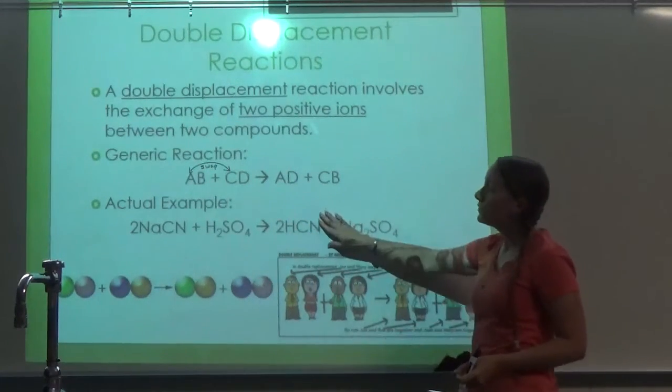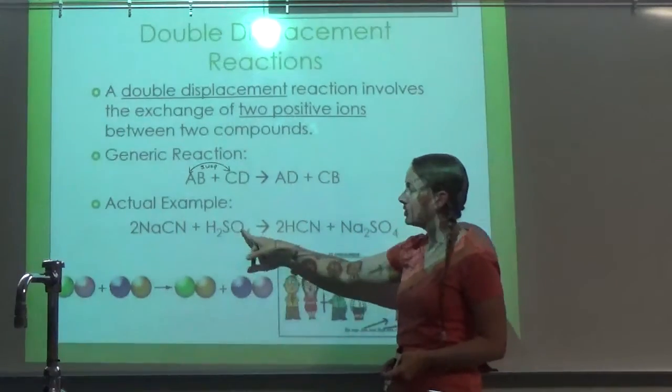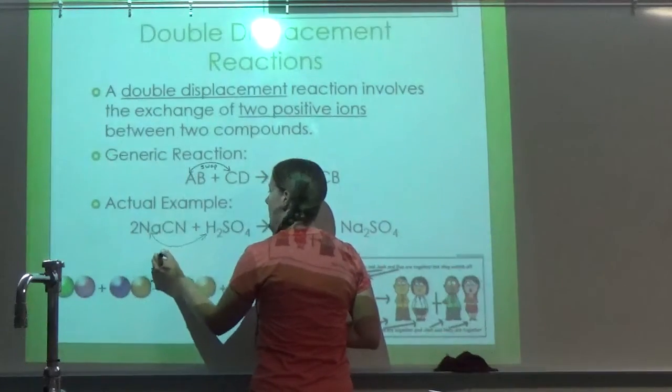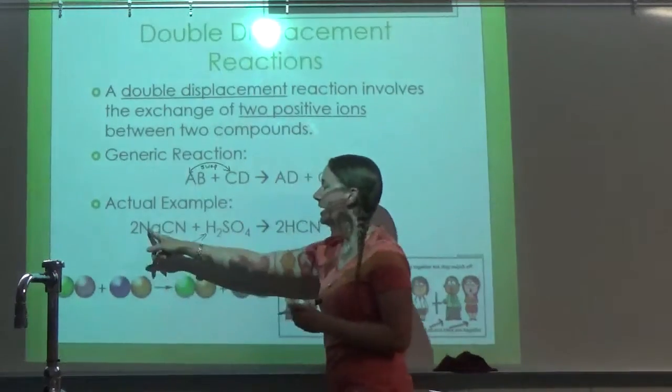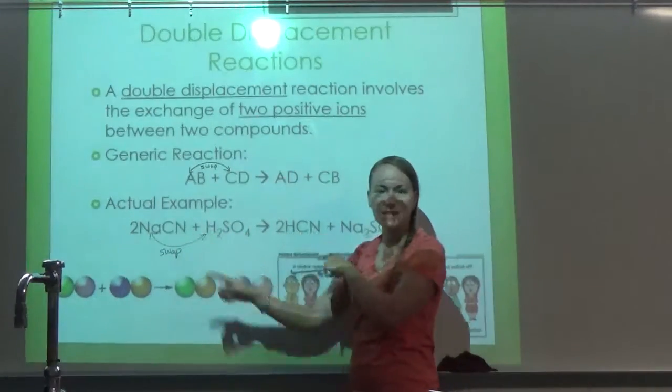Alright, so here's a real example. We have sodium and cyanide, and then hydrogen and sulfate. But what happens is sodium and hydrogen swap places. So now sodium is with sulfate, and hydrogen is with cyanide.